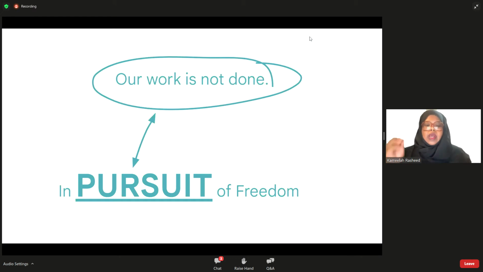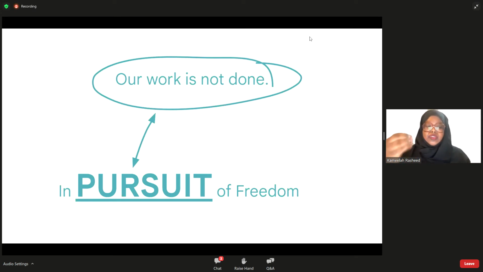And so I want to start here with some important language, which is that this is part of a larger body of work, right? Called In Pursuit of Freedom. And pursuit means that we're still chasing after something, right? And so what's important for me as I'm thinking about this work is thinking about the way in which this work is not done, right?